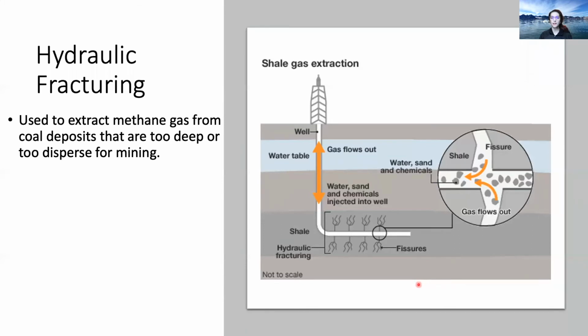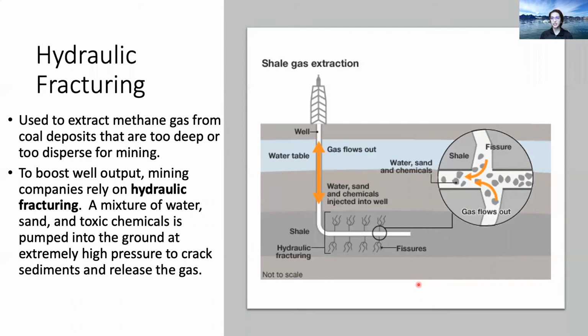Another thing that we have just touched on briefly is this thing called hydraulic fracturing. This is used to extract methane gas, so that natural gas from coal deposits that are too deep or too dispersed for mining. This is really, really bad on water supplies. It uses a mixture of water, sand, and toxic chemicals to pump out higher yields of this natural gas.